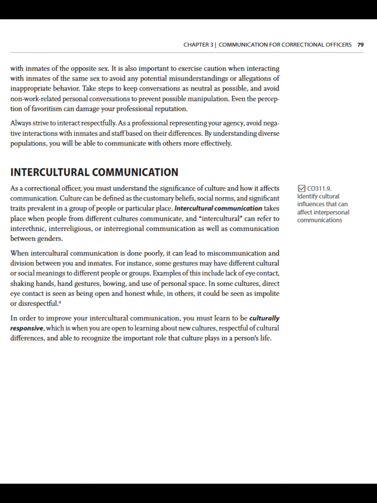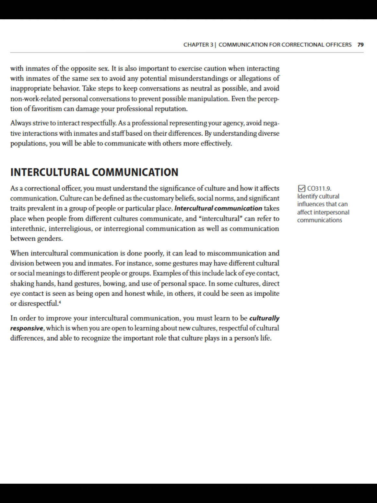Intercultural communication. As a correctional officer, you must understand the significance of culture and how it affects communication. Culture can be defined as the customary beliefs, social norms, and significant traits prevalent in a group of people or particular place. Intercultural communication takes place when people from different cultures communicate, and intercultural can refer to interethnic, interreligious, or interregional communication as well as communication between genders.